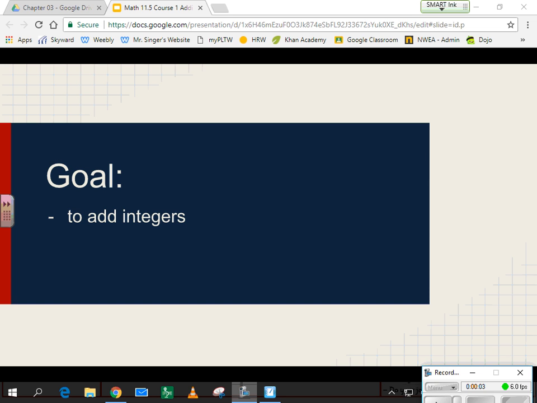All right, we're going to start our third section of this chapter, this unit, and we're going to start by talking about adding integers. So as we've learned already, integers means positive and negative numbers. So we're going to talk about adding positive and negative numbers today. Write that down with your goal or with your page and date.